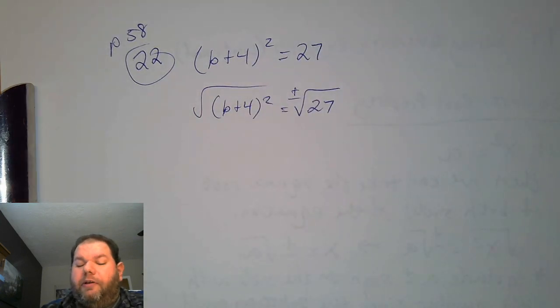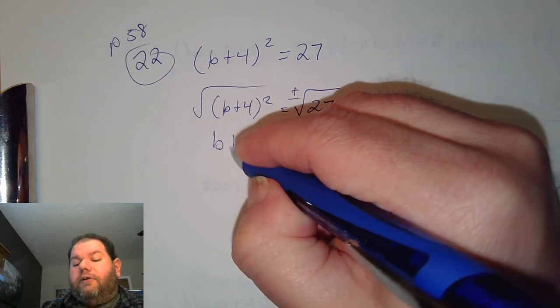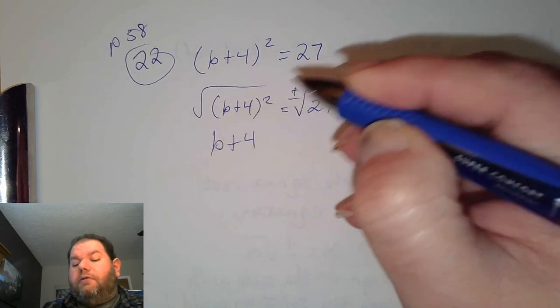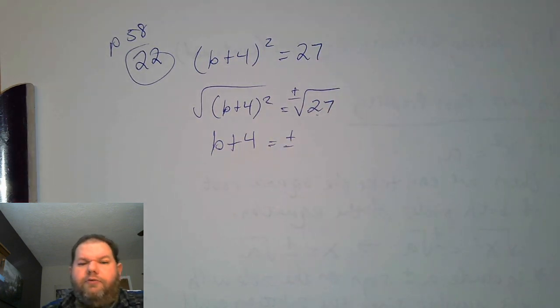Anyway, so we know on the left-hand side the square and the square root are going to cancel. So it's just b plus 4. However, on the right-hand side, we have the square root of 27. 27 is not really a perfect square, so we can't take the exact square root of that.